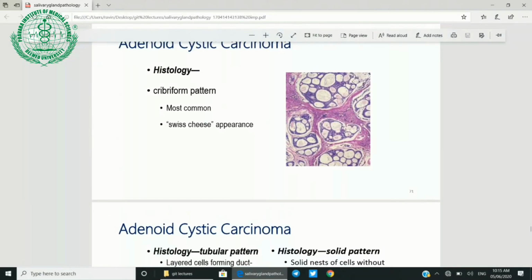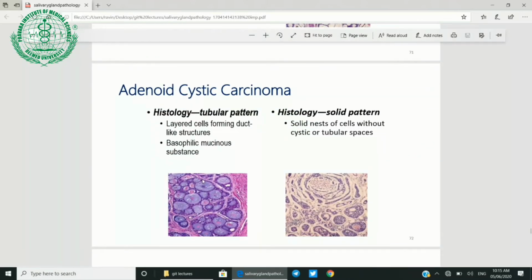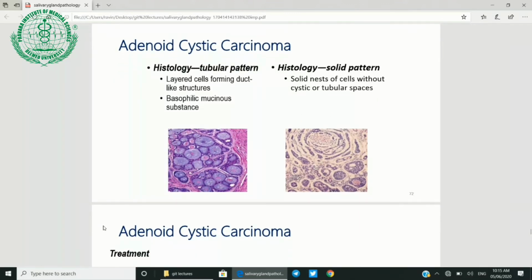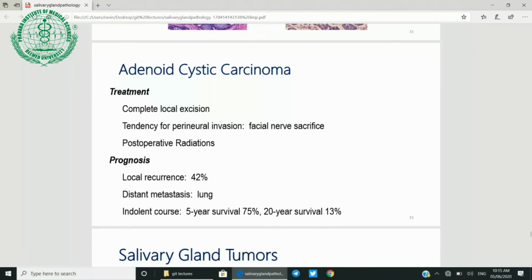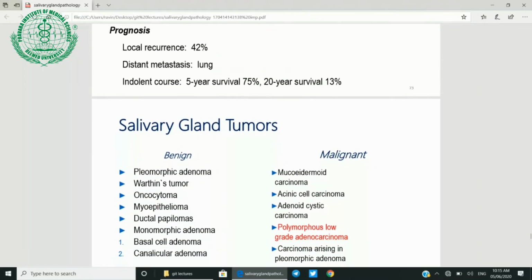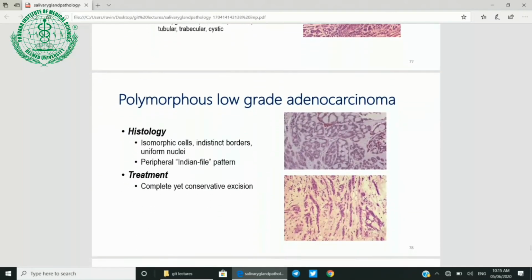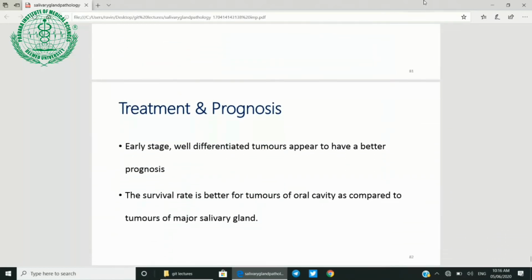This is a very classical, nice cribriform pattern it is called, or Swiss cheese pattern, and in microscopy you will get layered form, duct-like structure, mucinous substance, solid nest of cells without cystic or tubular spaces. Complete local excision is the treatment. Has a tendency for facial nerve invasion, so we have to sacrifice the facial nerve. Post-operative radiation has to be given. I will not go into the details of the other tumors. 5 tumors are important for you to remember when we talk of the salivary gland tumor.